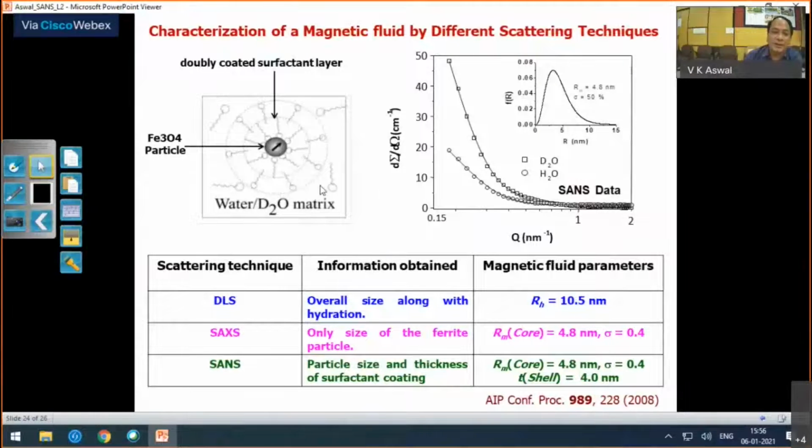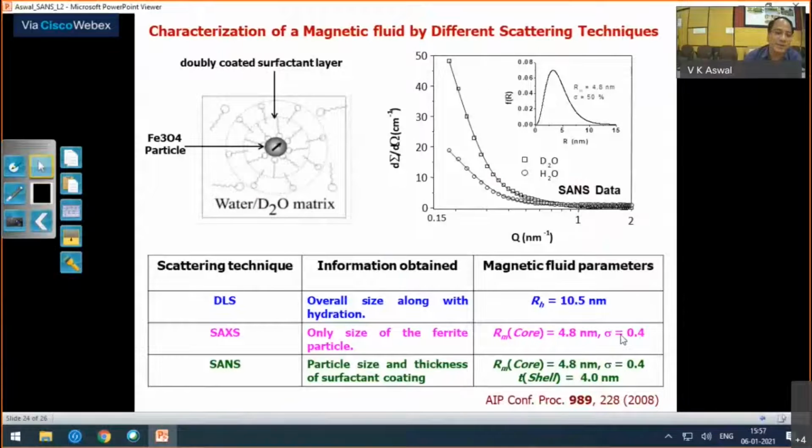And now this system, if you study by dynamic light scattering, what you are looking at basically is the diffusion of these particles, and from there you get the diffusion coefficient, and then using the Stokes-Einstein relation, you can get the hydrodynamic size of the particle. And if you measure that, that comes out to be 10.5 nanometer. The same system, when you study by small angle X-ray scattering, you get just one size actually, 4.8 nanometer.